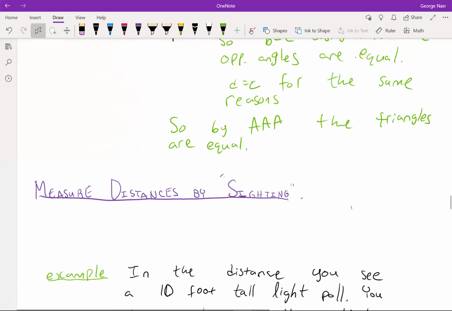Okay, so far I haven't really given you any applications of similarity. Where does similarity get used in the real world? How is it useful? So if you haven't ever done this before, this is something I recommend you do.